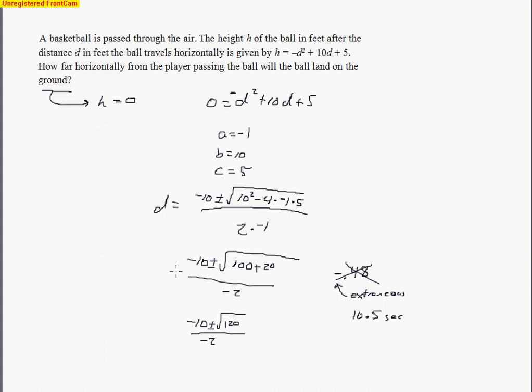So the person threw it pretty far. 10.5 seconds is quite some time for that ball to be passed and to hit the ground. But that's what we ended up coming up with from the equation that they gave us. So those are the types of problems that you're going to see on today's assignment.